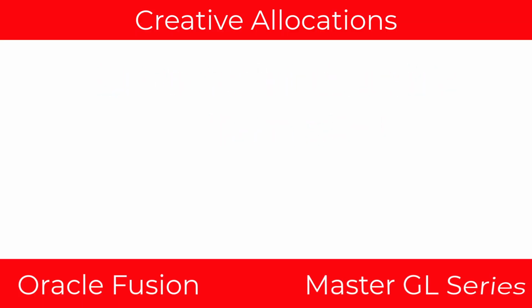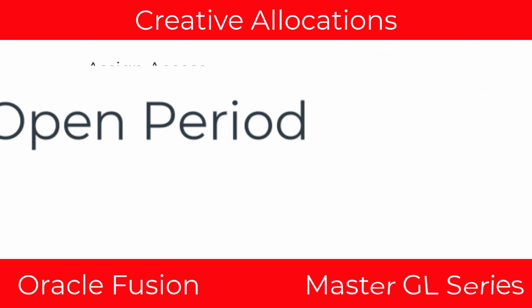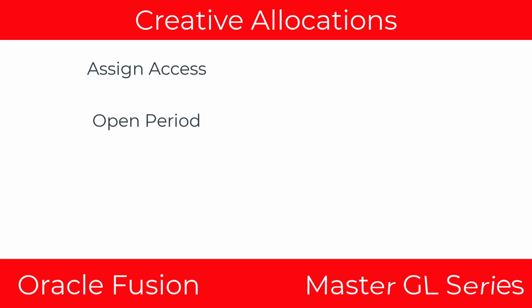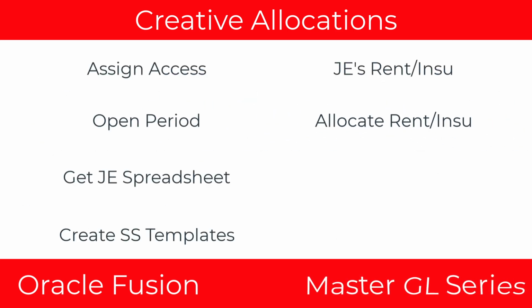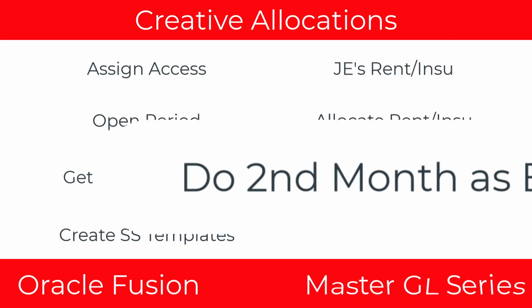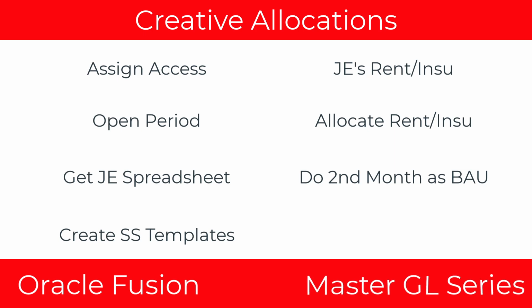Okay, so here's what we're gonna do. We're going to assign access to Bob Adams. We're going to open the periods. We're going to get the journal entry spreadsheet. We're going to create spreadsheet templates. We're going to do journal entries for rent and insurance. We're going to allocate rent and insurance. And then we're going to do a second month as BAU.